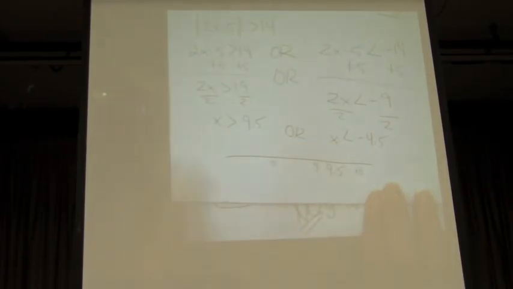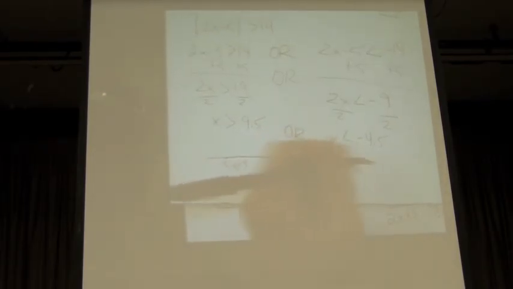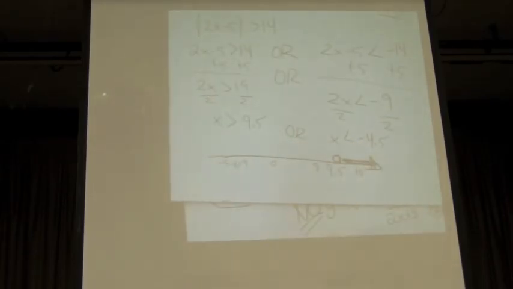So here's your 9.5 with 9 and 10 on each side, and here's 0, and here's negative 4 and negative 5, so negative 4.5. X is greater than 9.5, open circle at 9.5, and everything to the right. X is less than negative 4.5, open circle at negative 4.5, and everything to the left.